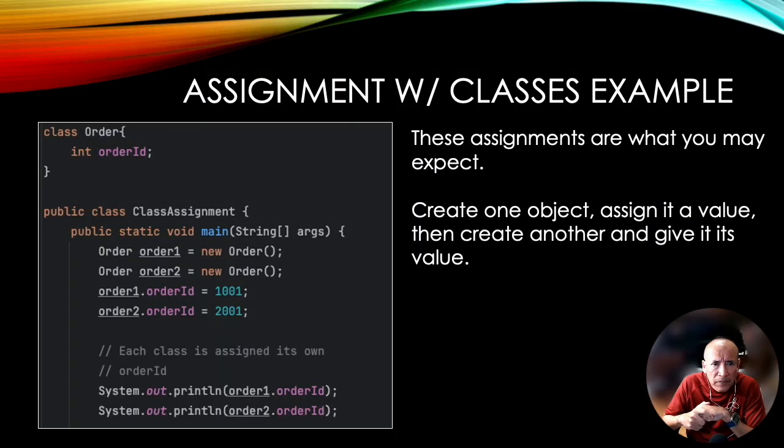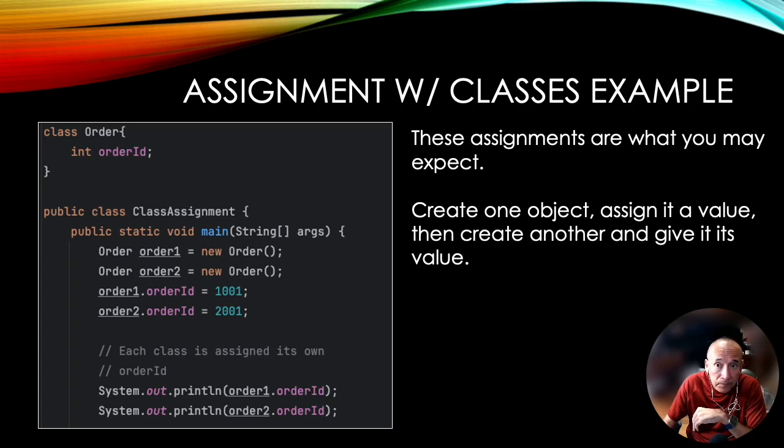Let's find out. All right, specifically, this is the example I am referring to. I have an order class. I create an order1 and an order2. I assign them different values. Okay, and let's print those out. As you might expect, order1 has an order ID value of 1001, and order2 has an order ID value of 2001. So you create two classes, you assign their fields two different values, and they have two different values when you print them out.